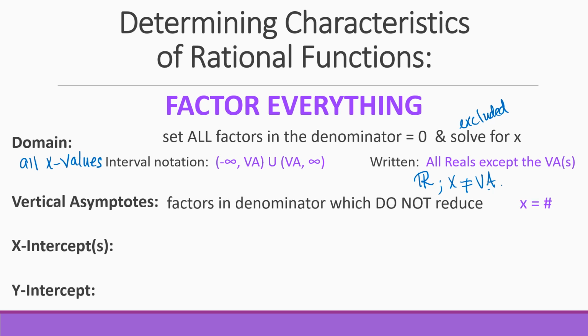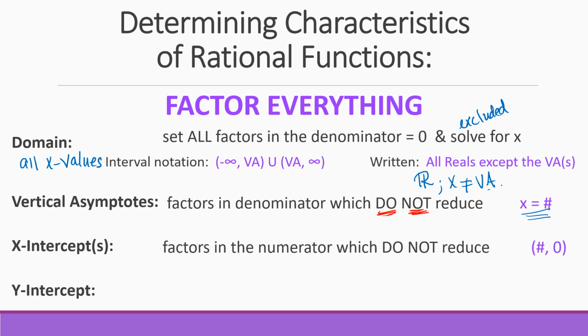Those vertical asymptotes are the factors in the denominator that do not reduce. Again, you set those equal to 0 previously to determine your domain. We called them excluded values before, but now in the function, it's an asymptote. It's always going to be x equals a number. And again, these do not reduce.